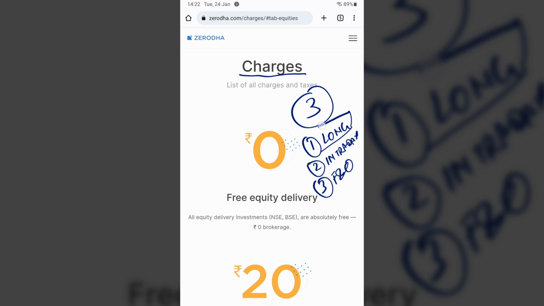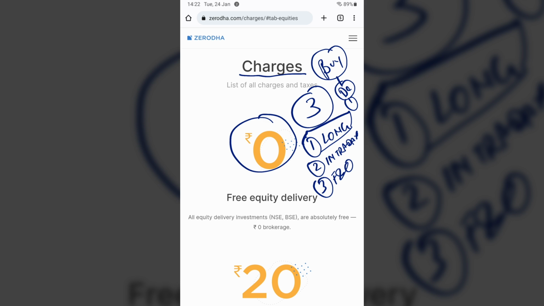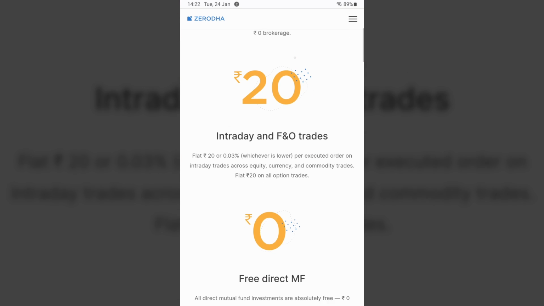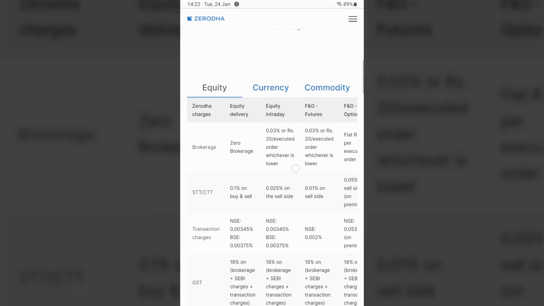For long term, if you are buying a stock, holding it in your demat account, and then selling it, Zerodha indeed charges you 0 rupees for that. But that does not mean it's free. So let's go down and look at all the charges.